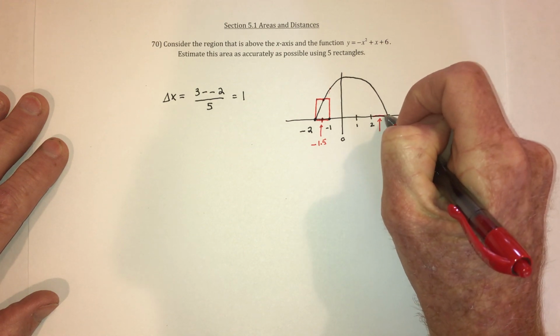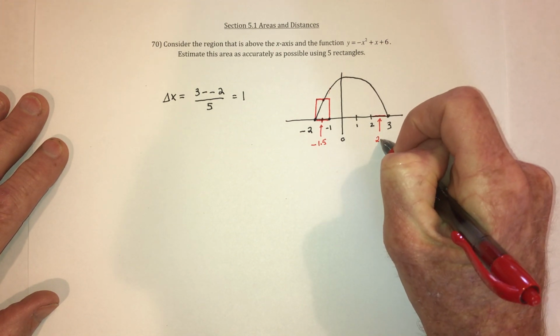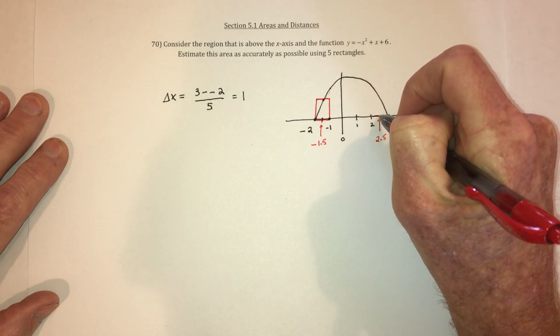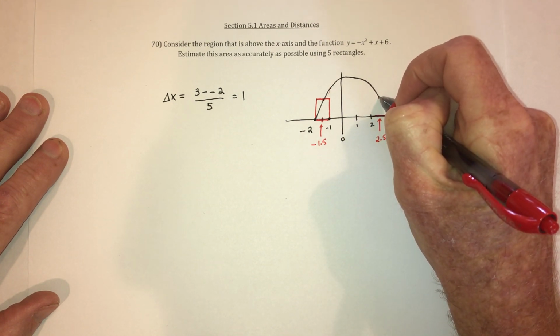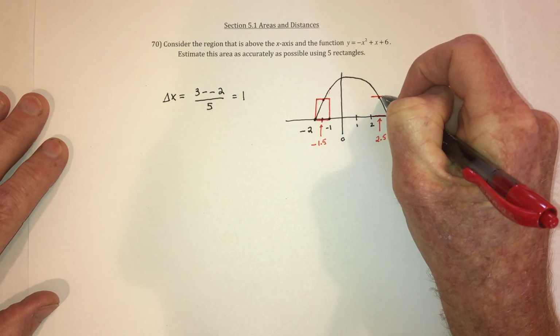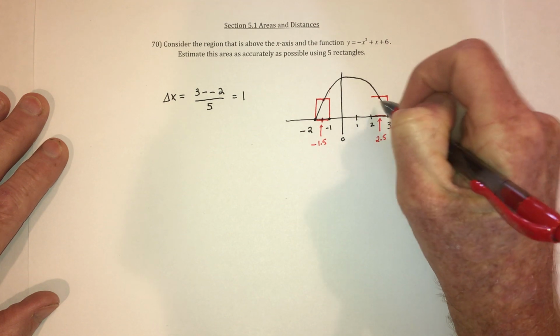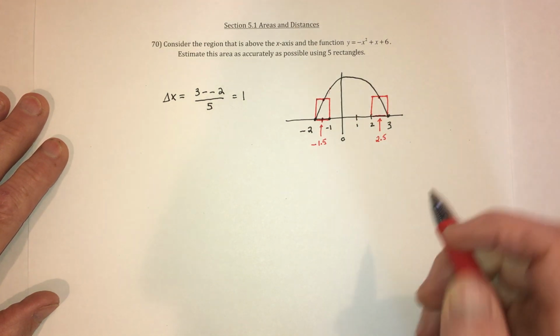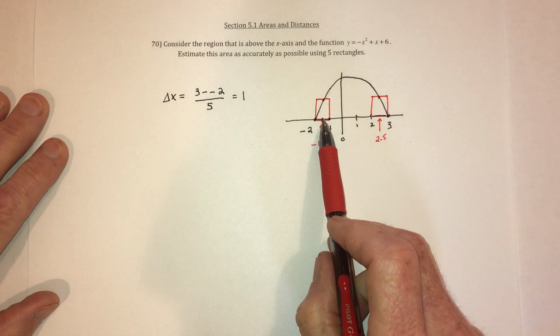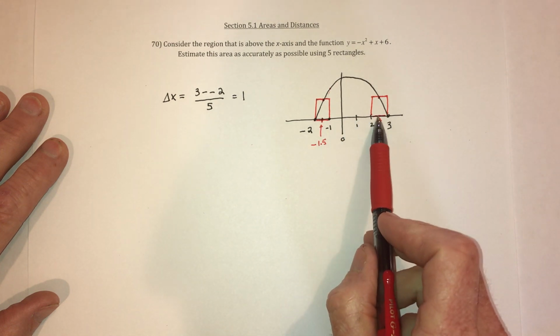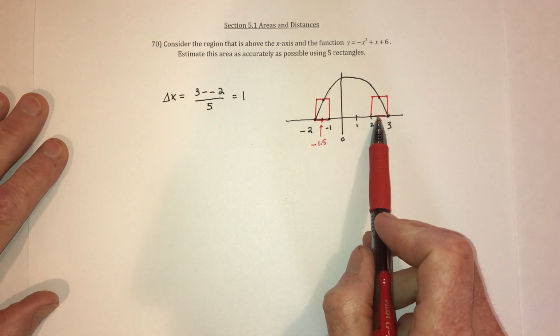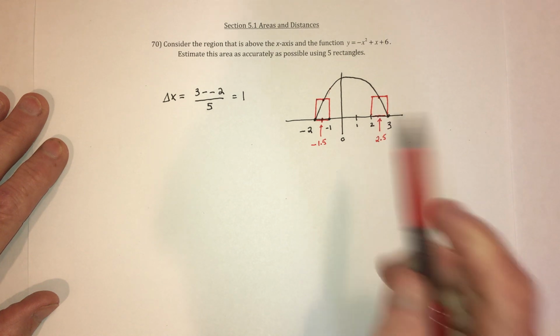So for this interval, we'll use the midpoint, which is going to be 2.5. Take that value, plug it into the function, and then use that as the height of this rectangle. And so in total, there would be 1, 2, 3, 4, 5 rectangles, and then add up the area for each one.